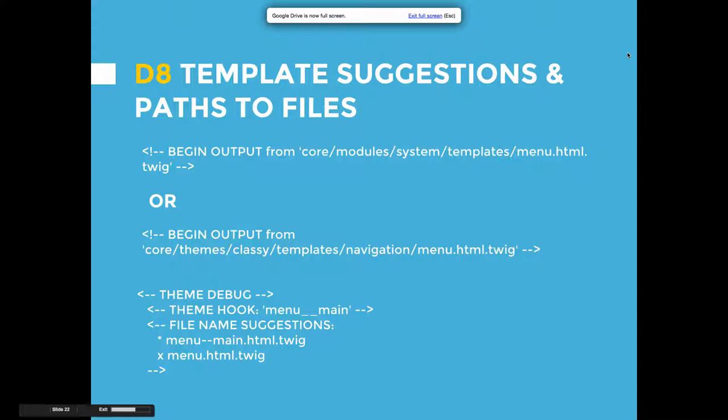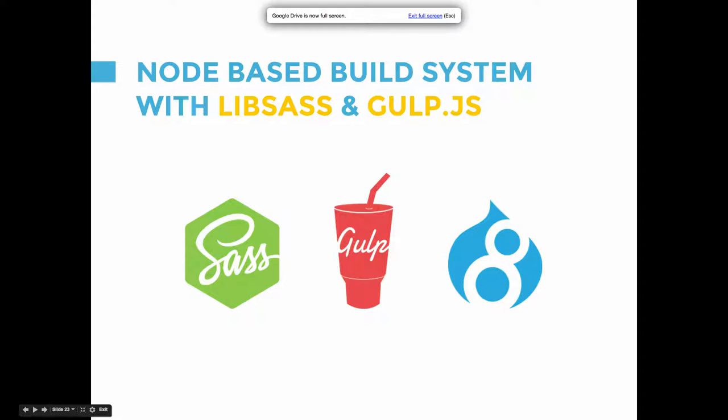Okay. So the second part to this is the integration of this node-based build system with LibSass and Gulp. And as I showed earlier in that file directory, there are some things that are not specifically Drupal related. Again, it will be the Gulp.js file, the node modules, and the package.json file.